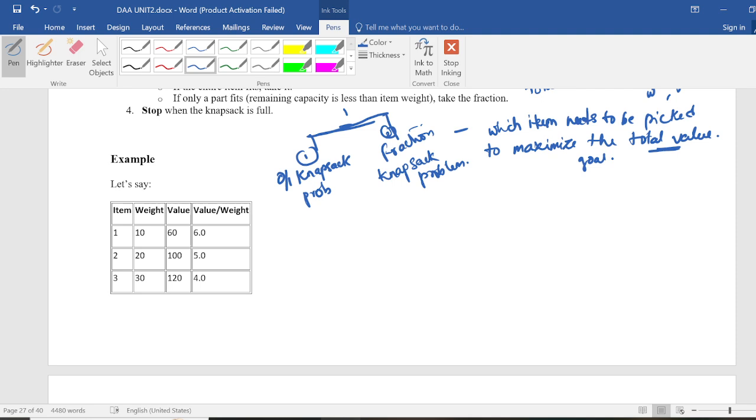So, what is the 0-1 knapsack problem? The 0-1 knapsack problem is nothing but, we can either pick an item completely or we can skip it. That is the idea of the 0-1 knapsack problem.